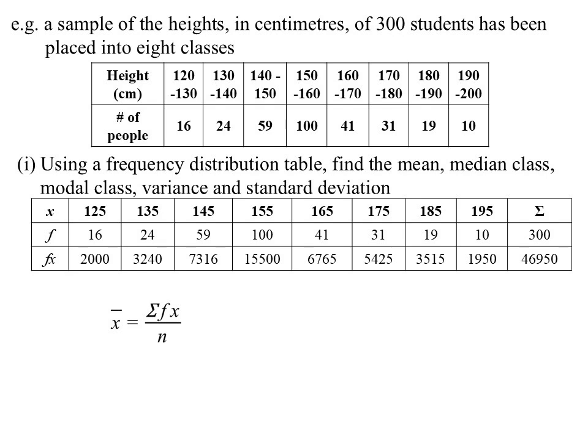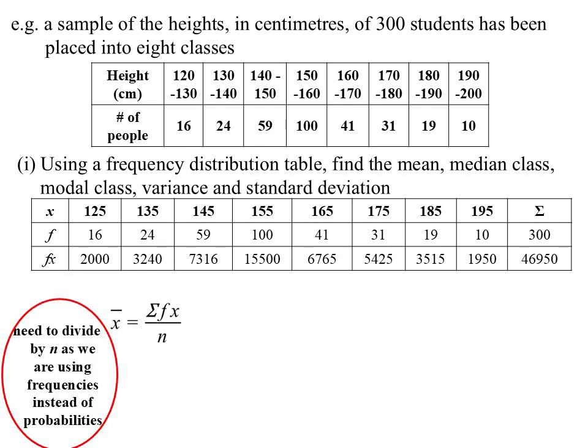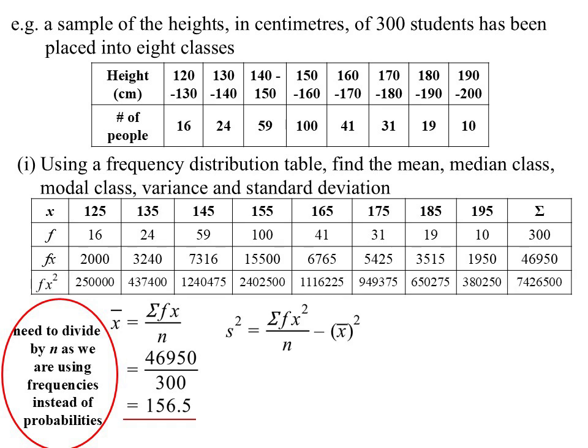Remember, it's the sum of fx divided by n, or if you think of it in stats terms, the expected value. But in this case, we have to divide by n, because when we were drawing up expected value, remember, we had probabilities in there. This one is the actual value rather than the probability, so we need to divide it by the number of scores, as you would with any average. I'll sum them all up, divide by the number. 156.5. I'll need the fx squared column.